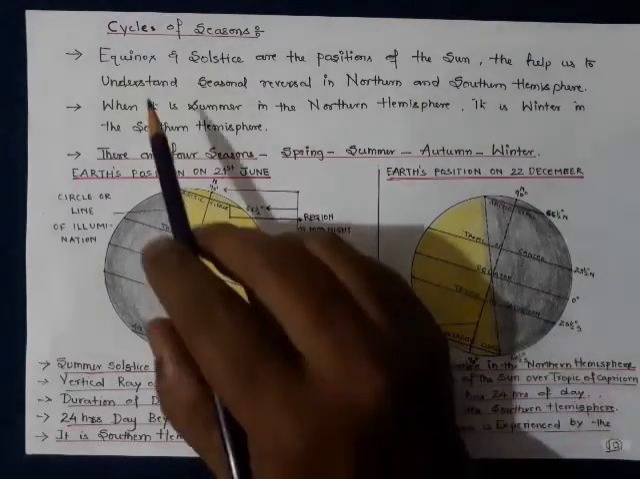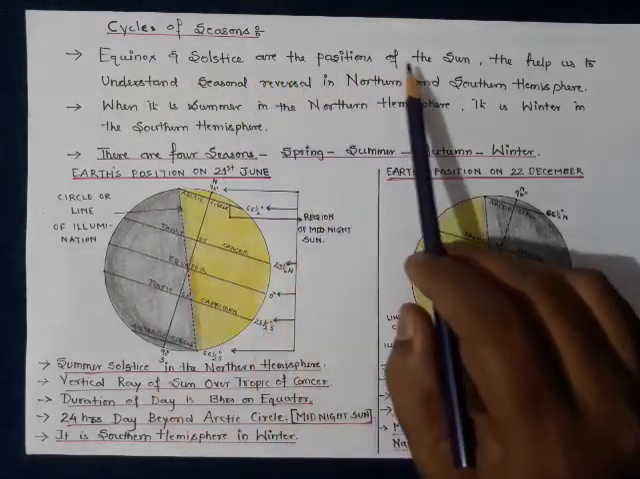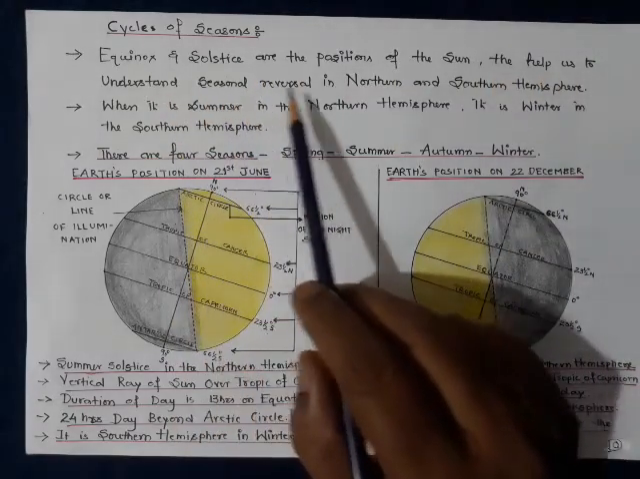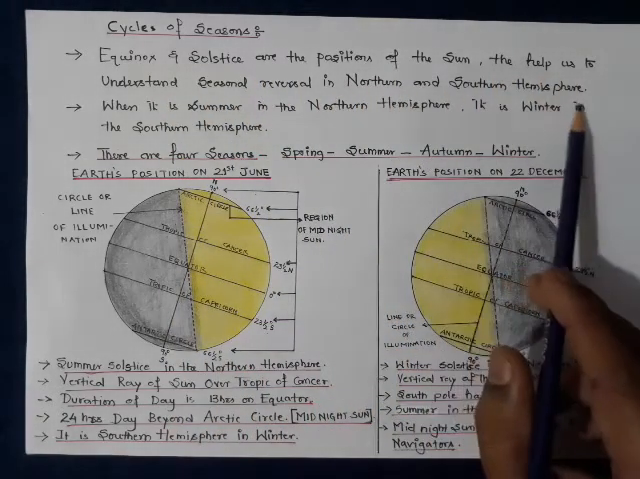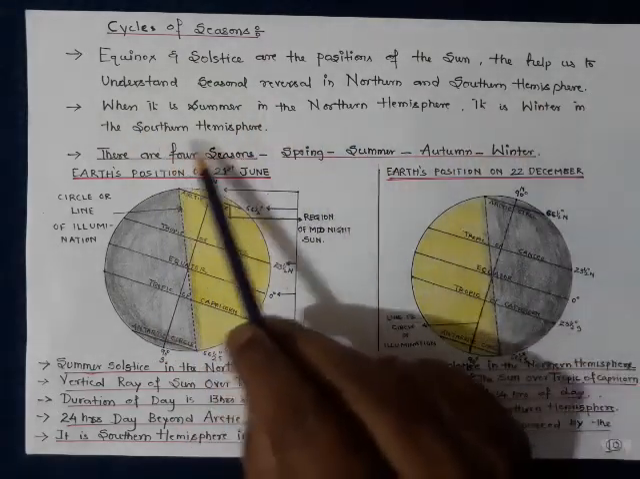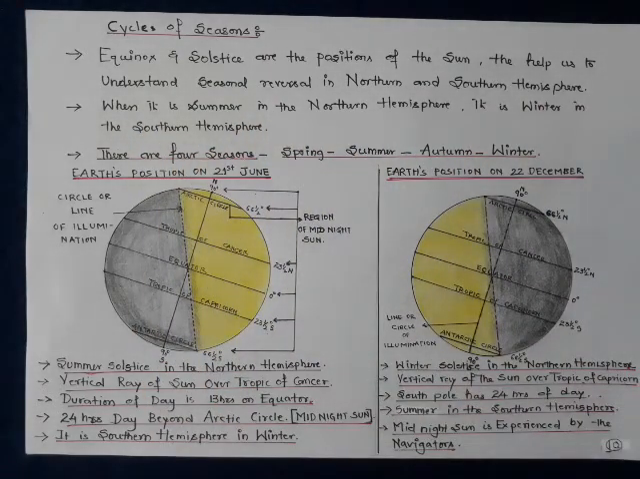So equinox and solstice are the positions of the sun that help us to understand seasonal reversal in the northern and the southern hemisphere. So when it is summer in the northern hemisphere, it is winter in the southern hemisphere. This is because in alternate turns, when it is summer in the northern hemisphere, it is winter in the southern hemisphere. Why? Because the south pole is away from the direct rays of the sun, and vice versa.